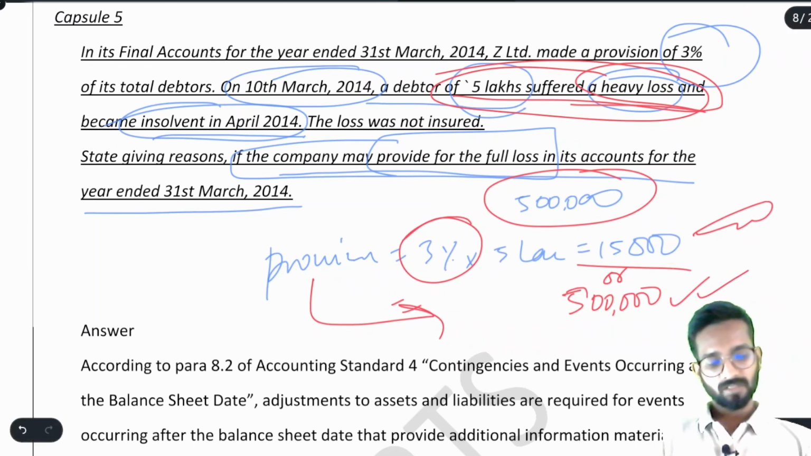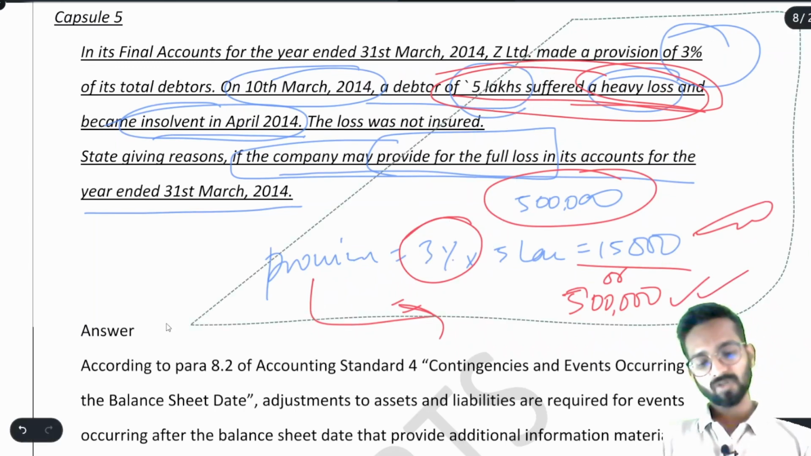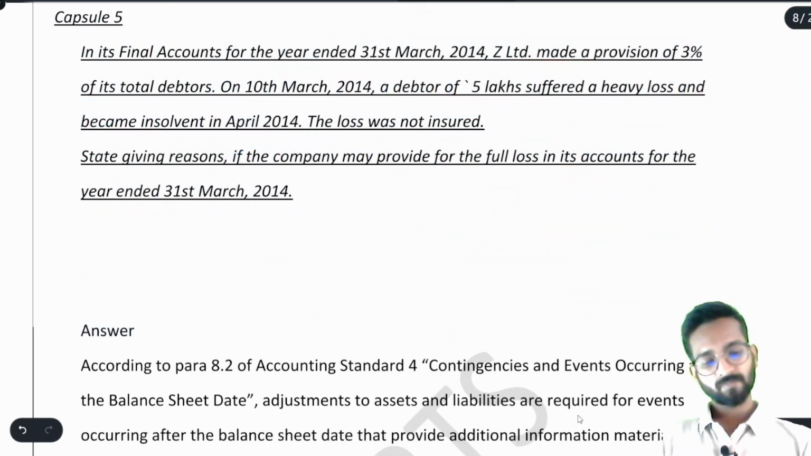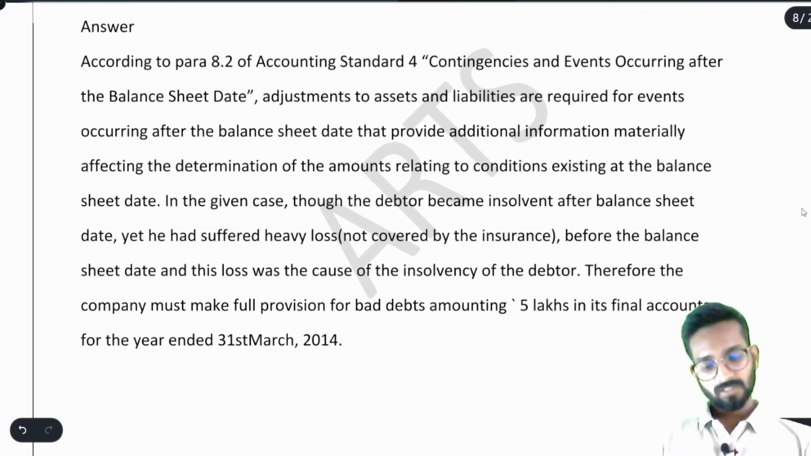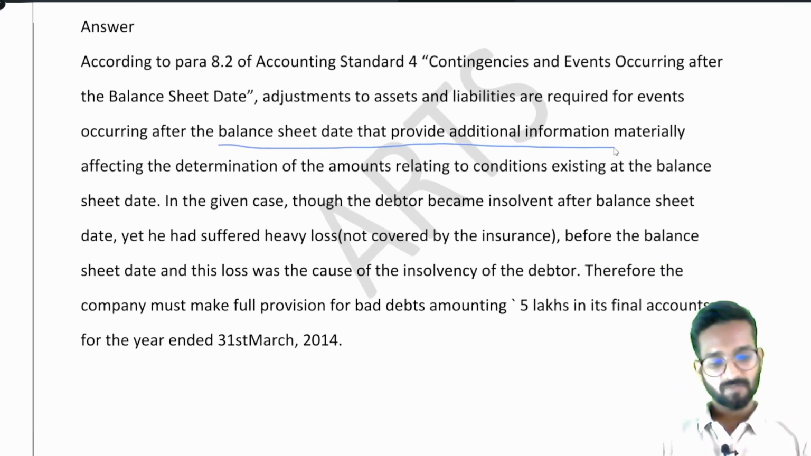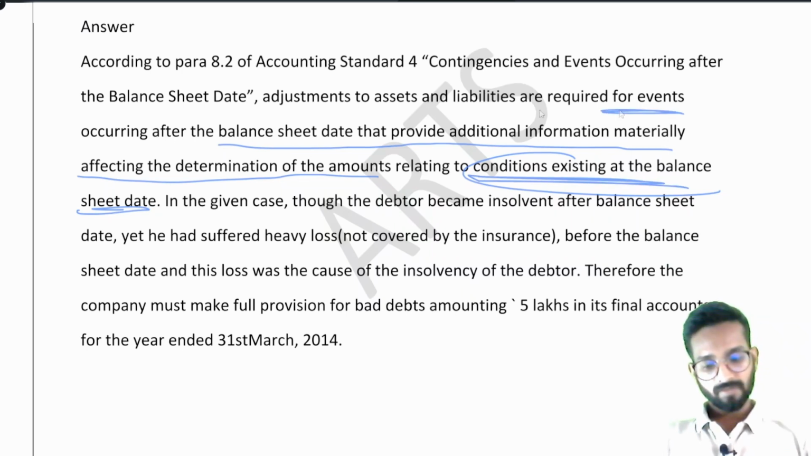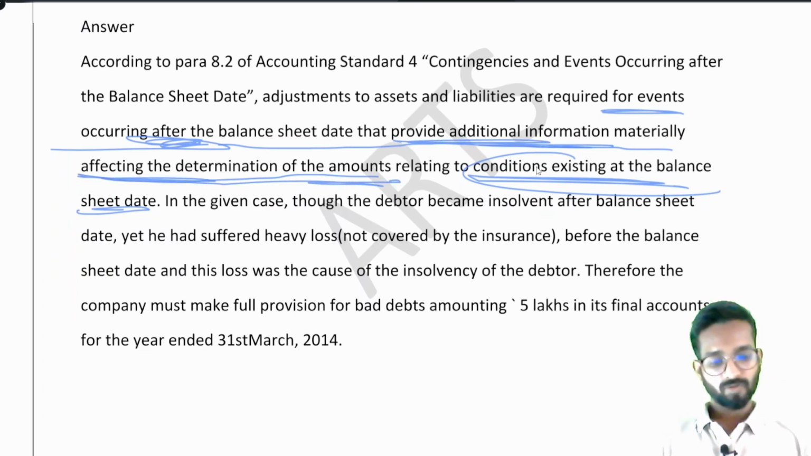The answer is obviously yes, because it is an adjusting event, because the conditions were already there in the March month. Now see the answer. According to the para of Accounting Standard 4, adjustments to assets and liabilities are required for events occurring after the balance sheet date that provide additional information materially affecting the determination of the amount relating to conditions existing at the balance sheet date.